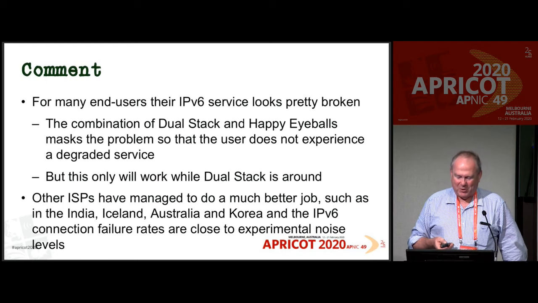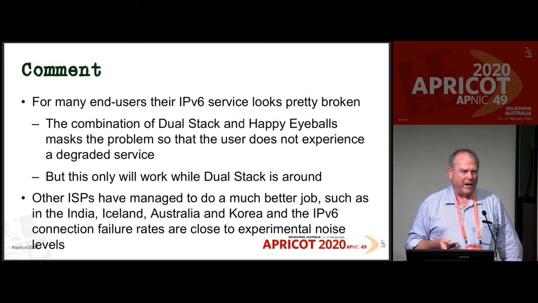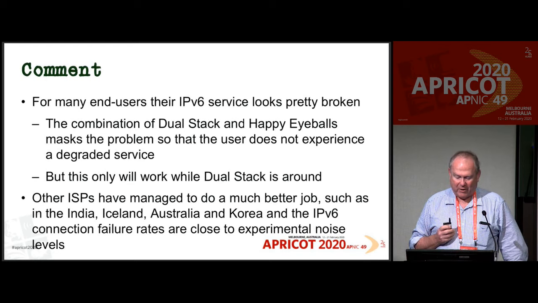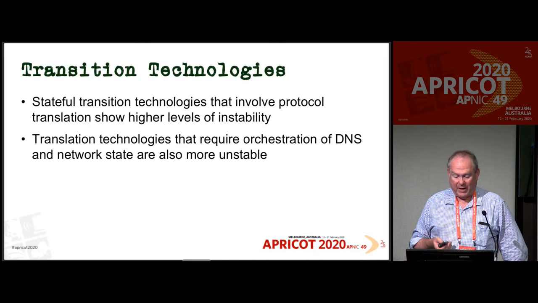And there are places which are actually doing a much, much better job. And I suspect there's a little bit more care and attention in the routing space. So India, Iceland, Australia and Korea, their connection rates are actually really close to experimental noise. And so it is possible to do a really good job, but it's also possible to do a less than good job. Why? Stateful transition technologies are crap. Really not a good idea.